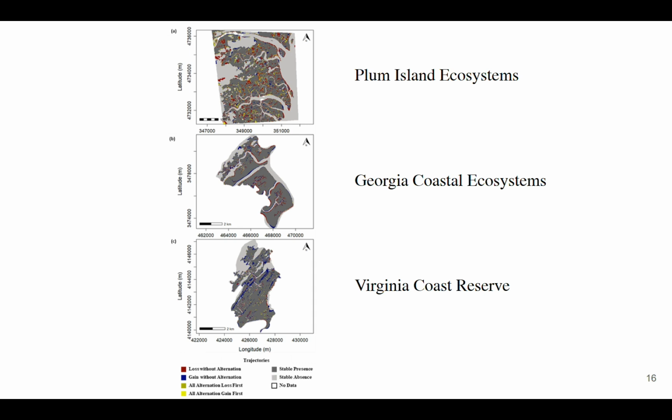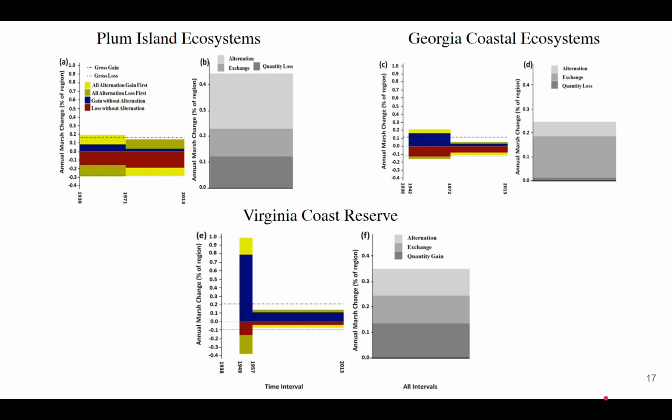There are 6 trajectories shown in the legend. There are only 3 time points, so the trajectories of loss with alternation and gain with alternation do not exist. The maps show where the changes occur, but not when the changes occur. Trajectory analysis generates these graphics that show when the changes occur.